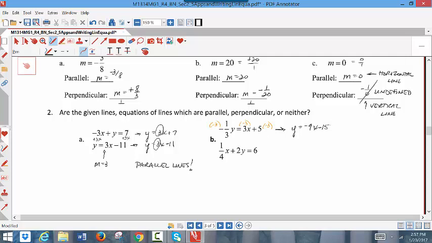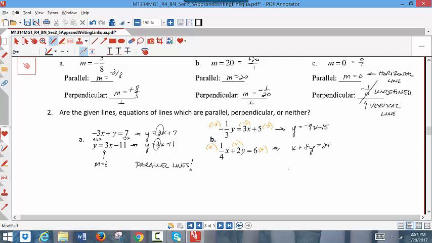The bottom equation has a few more problems. First of all, it doesn't say y equals at all. I could move the 1/4 x, or I could clear fractions first. Let me clear the fractions. If the fractions are going to be cleared, then I need to multiply every term times 4. When I do that, the equation becomes 1x plus 8y equals 24.